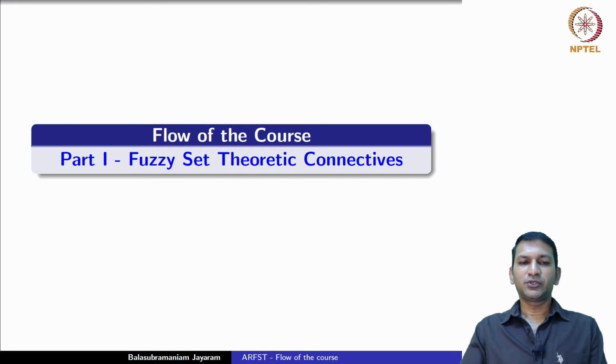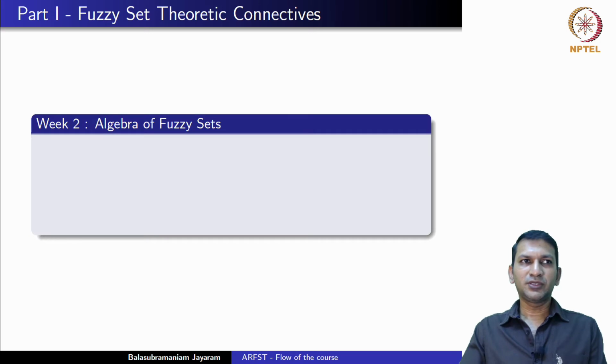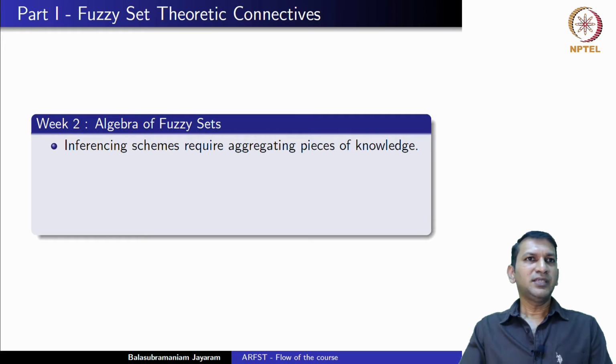In part 1 of this course, we will deal with fuzzy set theoretic connectives which play a huge role in fuzzy inference mechanisms. In week 2 of this course, we will take a strictly algebraic look at the set of fuzzy sets. Why is it necessitated? Inference schemes require aggregating pieces of knowledge. Each piece of knowledge is expressed in the form of a conditional, and we are given an input too.